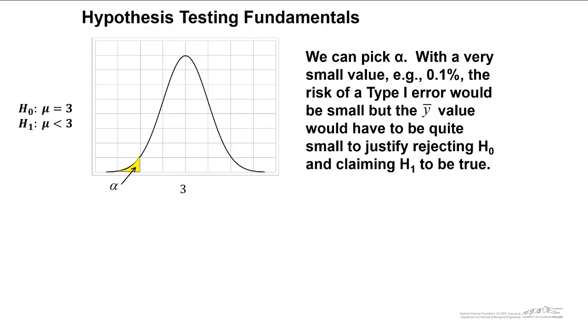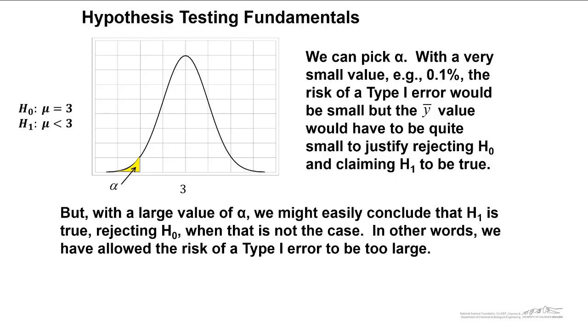We can pick alpha with a very small value, for example 0.1%. The risk of a type 1 error would be pretty small, but the y-bar value would have to be quite small to justify rejecting the null hypothesis and claiming the alternate hypothesis to be true. So if alpha is really small, it's going to be very difficult to ever accept the alternate hypothesis.